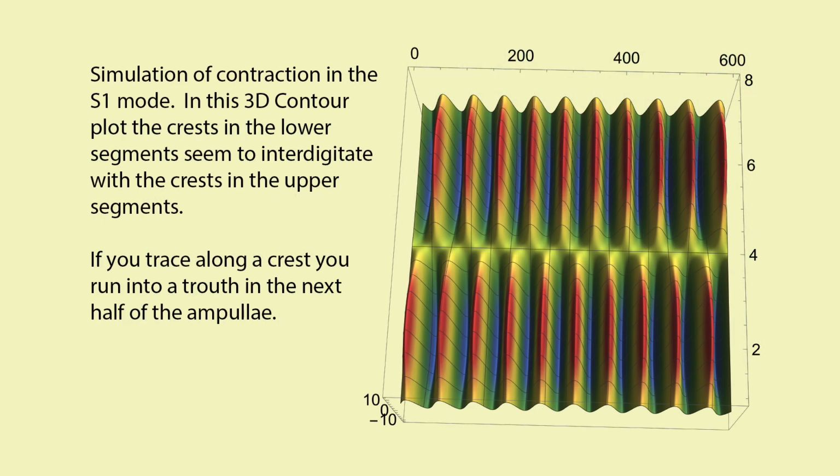In this 3D contour plot of the S1 mode, you see the red and blue wave crests fitting into each other to make a characteristic pattern. Remember this, we will see it later.